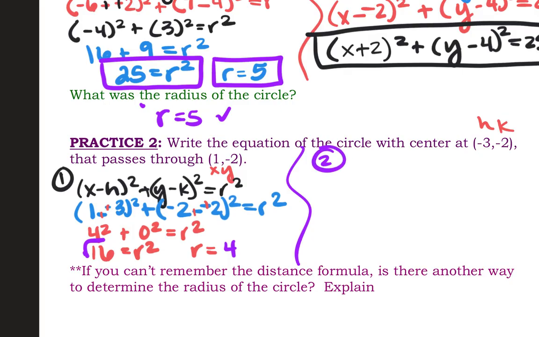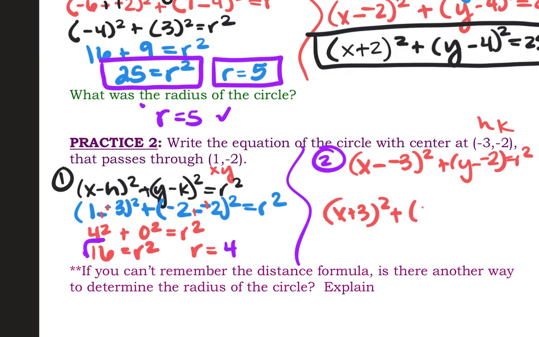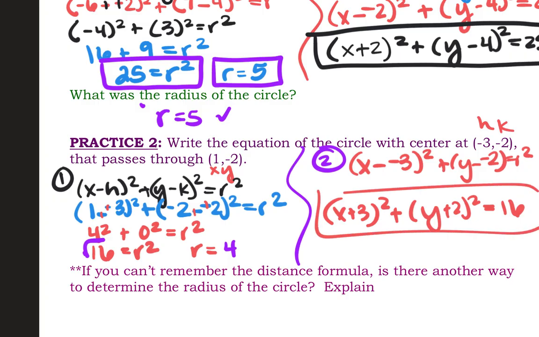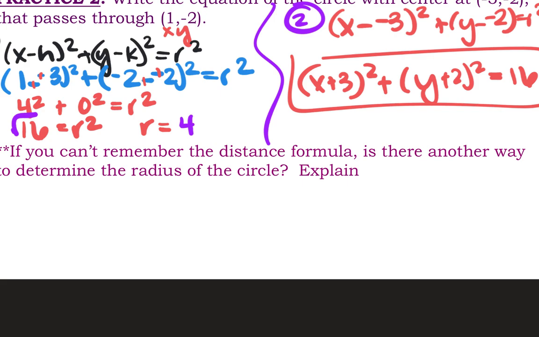All right, so then that was step 1. Then we go to step 2. On step 2, Jessica, what did you plug into this one? Good, and then what was your final answer? X plus 3 squared plus y plus 2 squared equals 16. All right, everyone agree with that one? We're all good? All right, so let's go ahead and look at that bottom one.